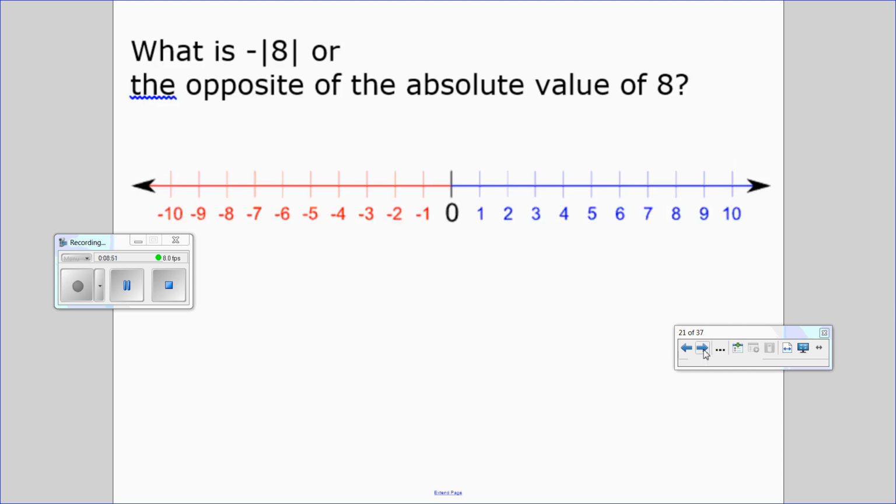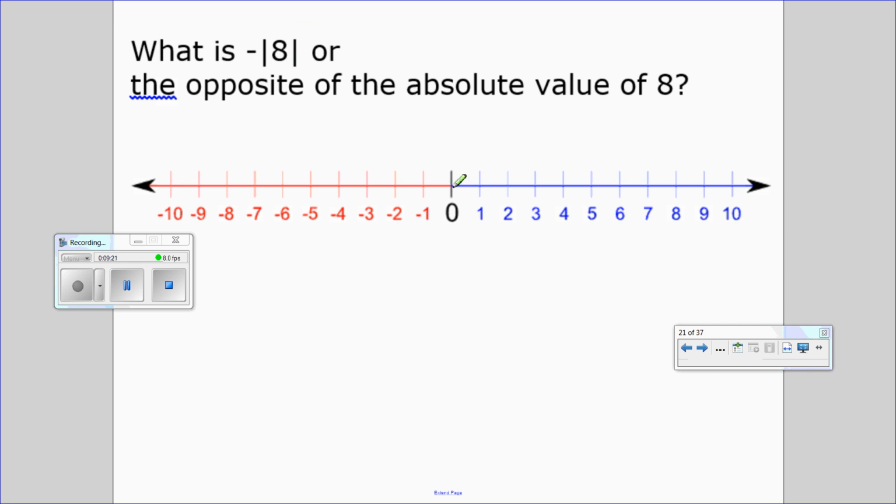So our last thing we're going to talk about, which is probably the most difficult of all, is what happens if you have a negative sign on the outside of the absolute value bar. What does that negative mean? We're going to be talking about this many, many different times, especially when we do adding, subtracting, multiplying, dividing integers. The negative here means the opposite of. So it's saying, what is the opposite of the absolute value of 8?